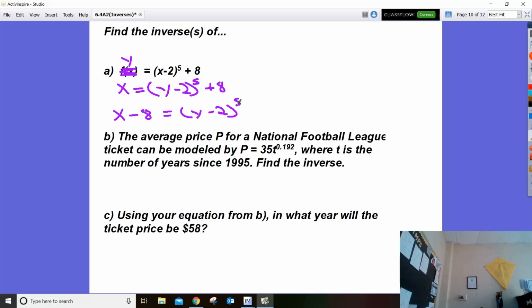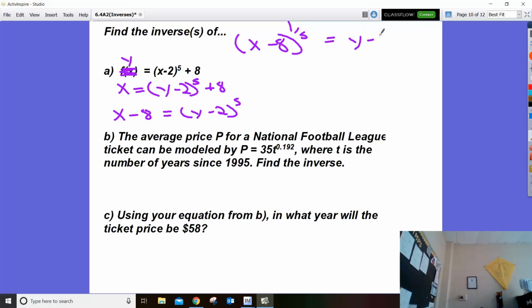Now, we need to free up that y. There's only one thing left. There's actually 2 steps we have to counteract, but we need to counteract that 5th power. How do you counteract that 5th power? The 1/5 power. The reciprocal power. So both sides get raised to the 1/5 power because that is the opposite of the 5th power.